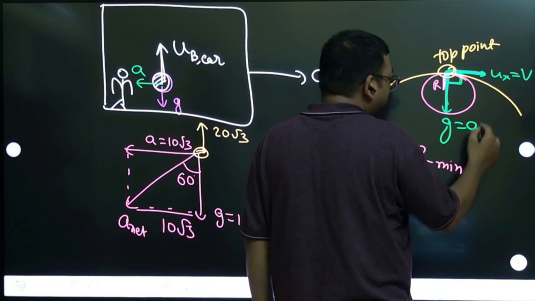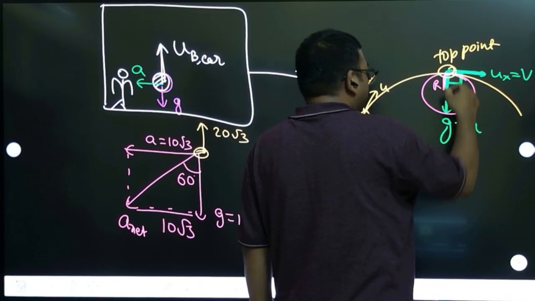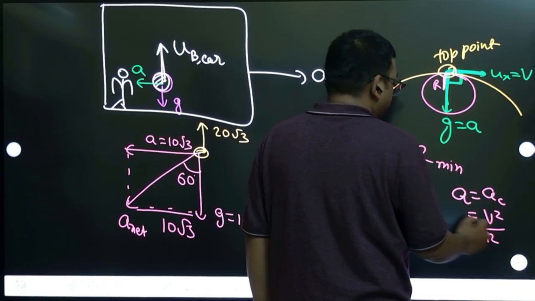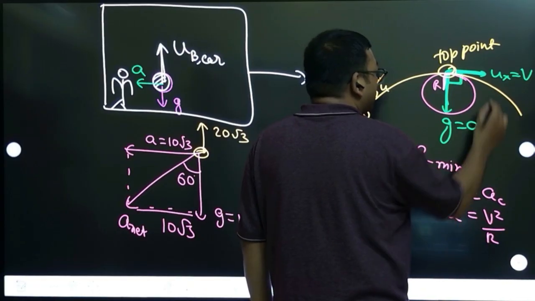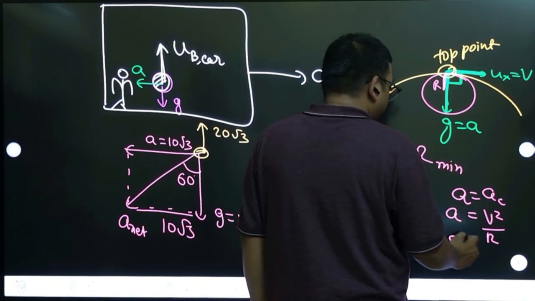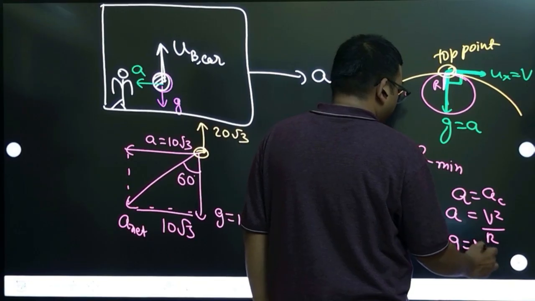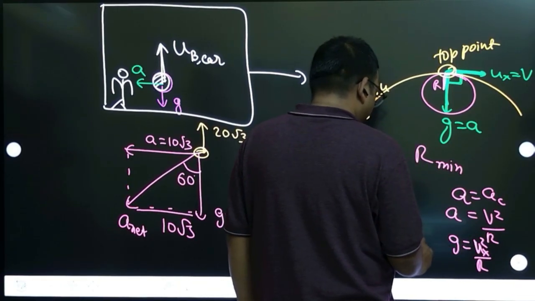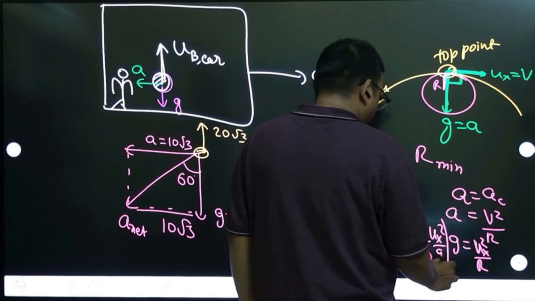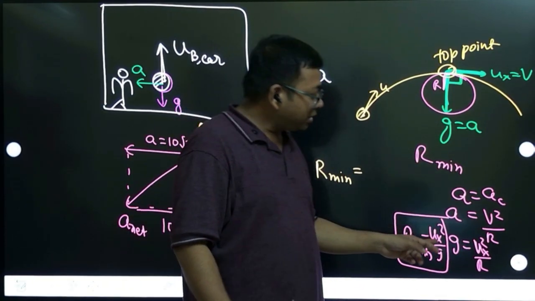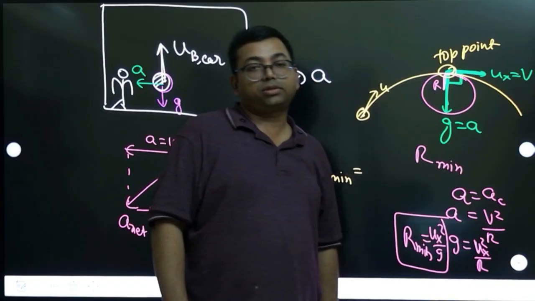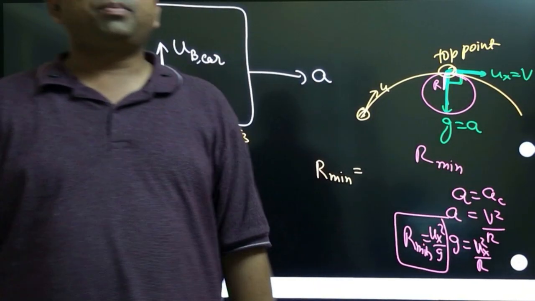Remember, the acceleration which is perpendicular to velocity is written as centripetal acceleration, that is v square by radius. Here this velocity is ux, and this acceleration is g. So g is equal to ux square by r. So minimum radius is ux square by g. Minimum radius is calculated with the velocity which is perpendicular to acceleration.